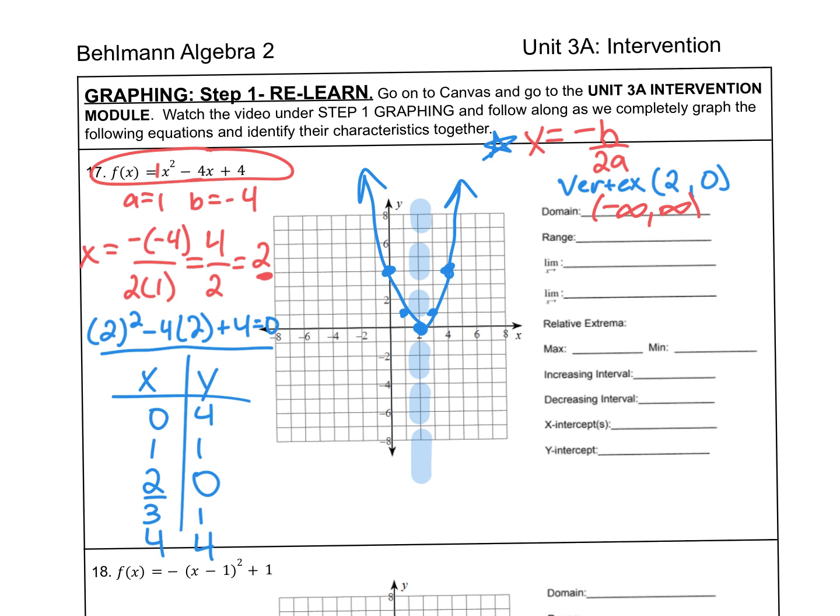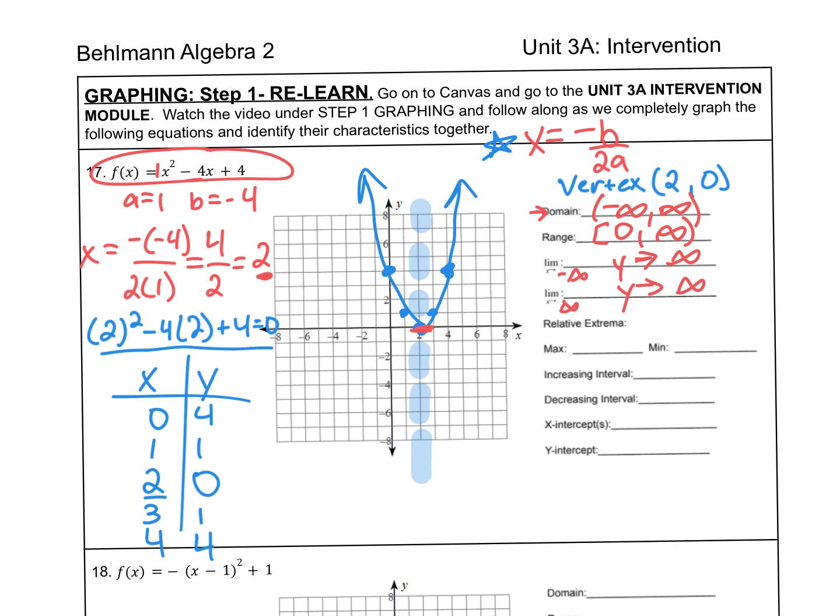Range is bottom to top. So the y value where this starts is 0, and it goes up forever to infinity. Limits, we just copy the domain. So negative infinity, positive infinity are our x's. And then we look. We know that the y's are always going to match on these because they're symmetrical. So is this going up forever or down forever? Obviously up forever. So we put infinity there. Okay, max or min, does this have the top of a mountain or the bottom of a valley?